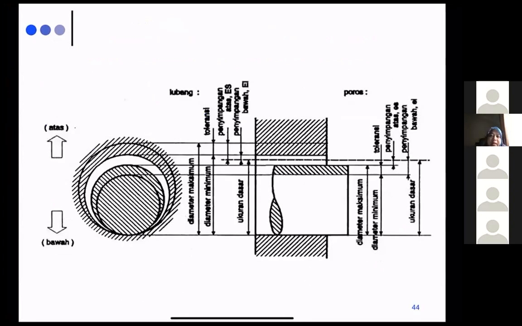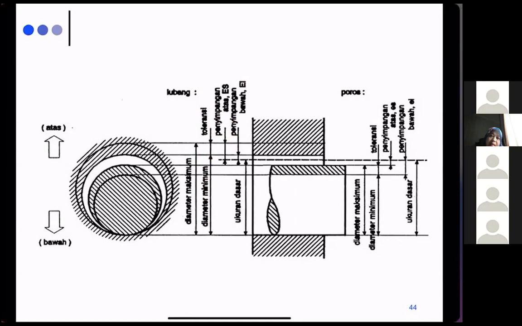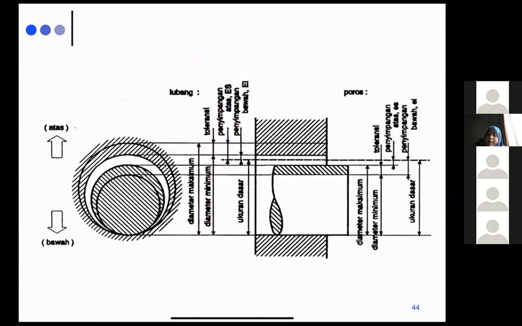Then this tells you about the hole base system and also the shaft base system. So this is the maximum and the minimum diameter, and then you can see what the maximum deviation is, something like that.